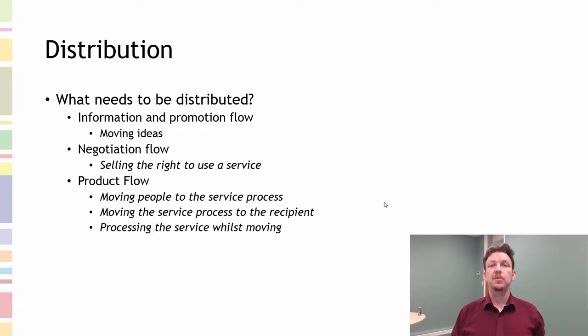For example, if you're going to a service production such as a concert, football, Disneyland, you buy the rights to use the service. So you buy the tickets to access independently and quite often well in advance of actually going to the service itself. So you are distributing the point of purchase and distributing the point of production. And the product flow, which we've alluded to a couple of times, is about moving people to the service process or the service process to people or people to items.